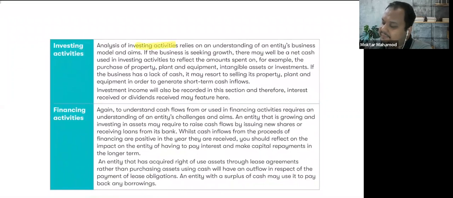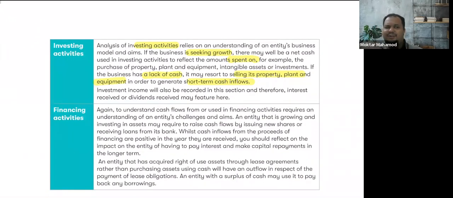Investing activity, business seeking growth, there will be net use reflect the amount of spend on. So in this case, if the business lack of cash, they may what we call that resort to selling its PPE in order to generate short-term cash inflow. This is different because they are the relation lah.